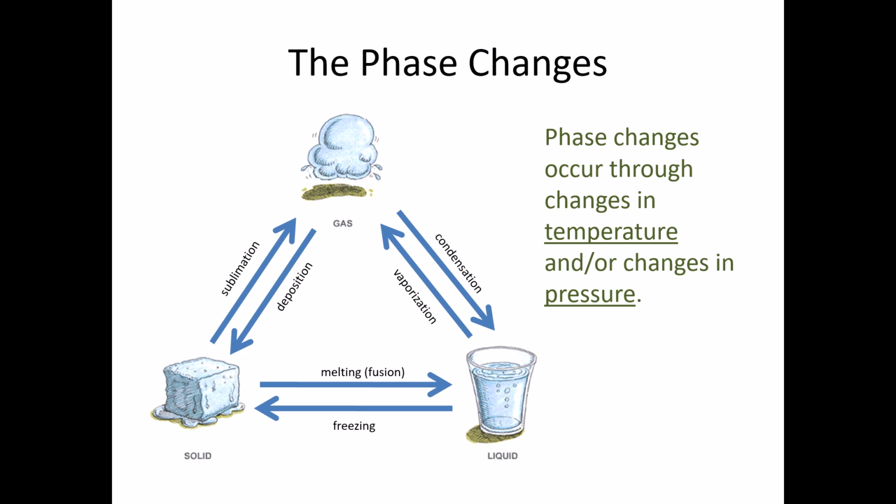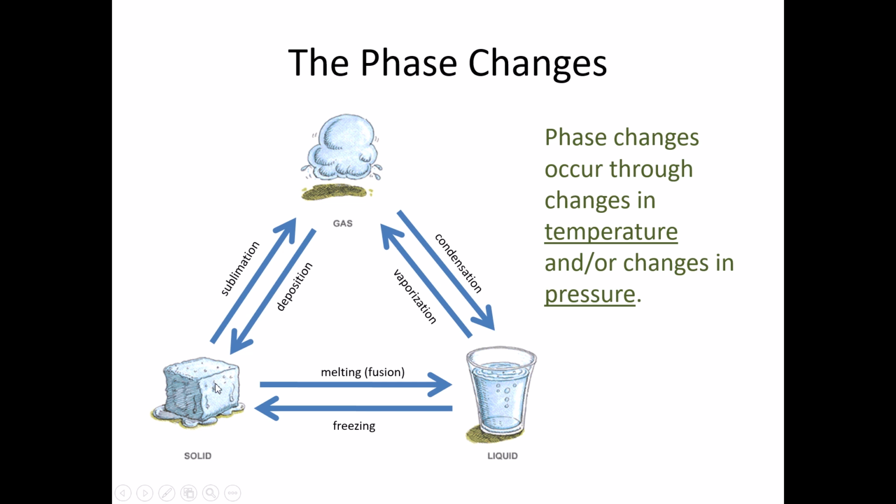Now, of course, we know that the phase of a substance can change, and the two biggest factors that can affect this change are temperature and pressure. So we know if we change the temperature, we can condense a gas back into a liquid, we can freeze a liquid into a solid, and then we can sublime a solid back into a gas. We can also deposit a gas into a solid directly without going through the liquid.